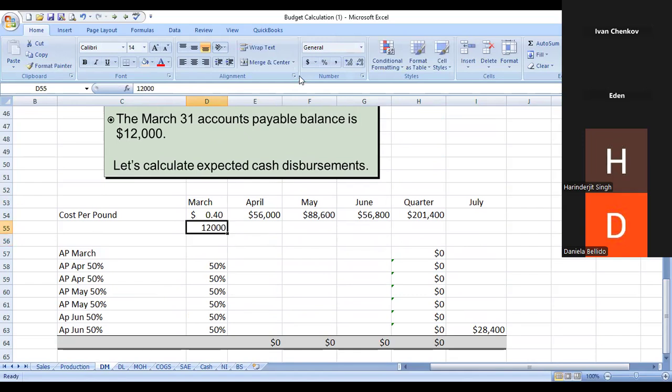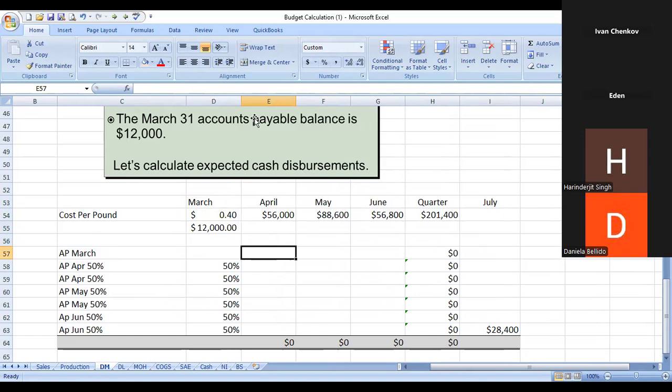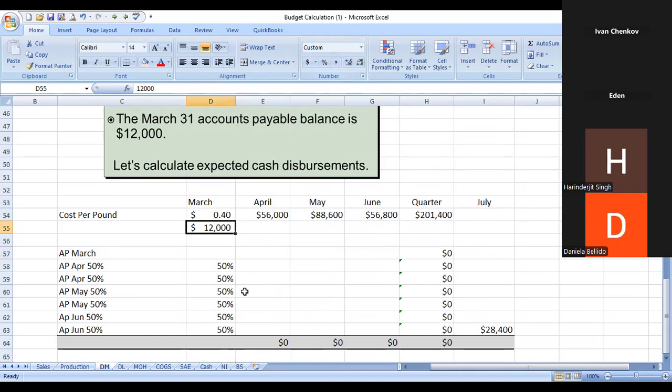I'm going to plug it right here. So what do we have to pay on April 1st? The first thing that we have to pay in April will be the balance for March. So let's pay the balance of March 1st, 12,000. We're going to pay it.